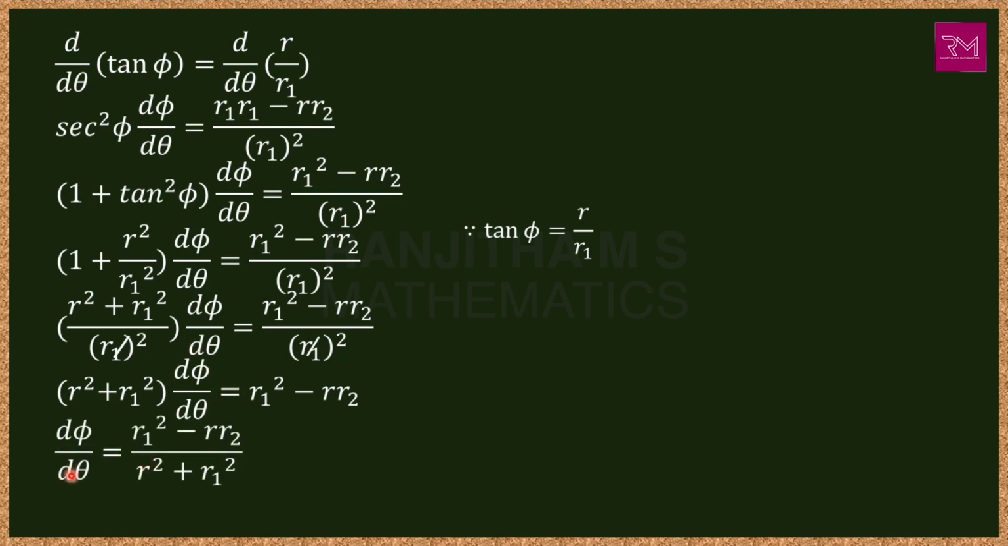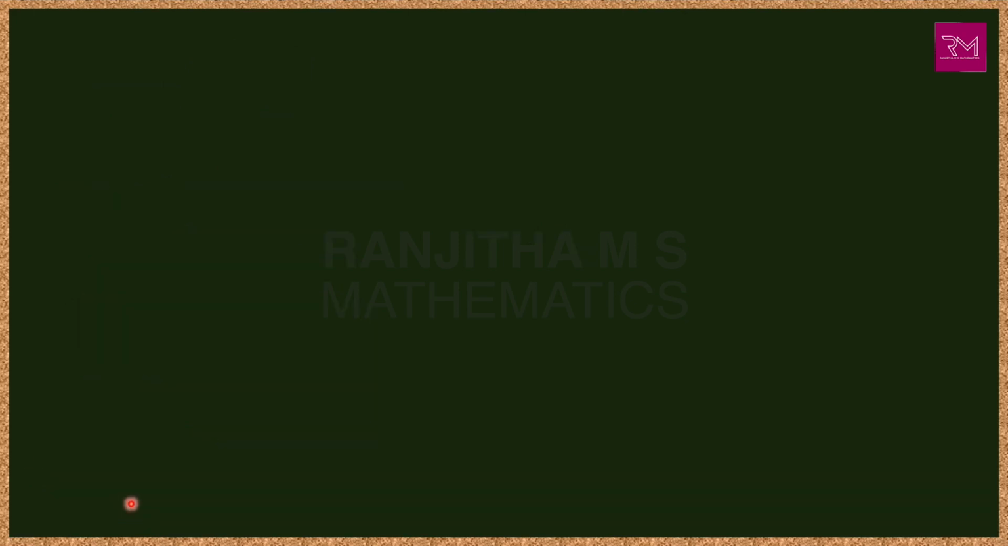Or we can take d phi by d theta value as, if we take r square plus r1 square to the right hand side, that becomes r1 square minus r into r2 divided by r square plus r1 square. This is our d phi by d theta. But in the equation, we must obtain 1 plus d phi by d theta. For that, we can add 1 on both sides of the equation. We get 1 plus d phi by d theta, which is equal to 1 plus r1 square minus r into r2 divided by r square plus r1 square.